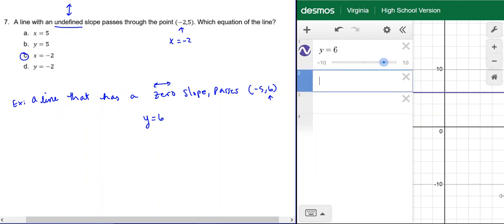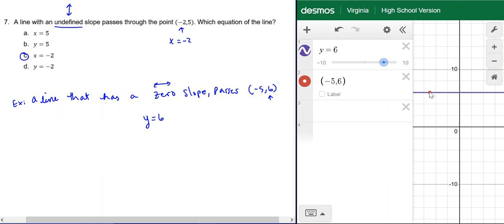So that's y equals 6, and it's going to pass through that point I just made up. See? It's going to pass through that point, and these are my answers. These are the equations. So equations of horizontal lines and vertical lines, you just have to remember: undefined slope, vertical line, x equals; 0 slope, horizontal line, y equals. Okay?